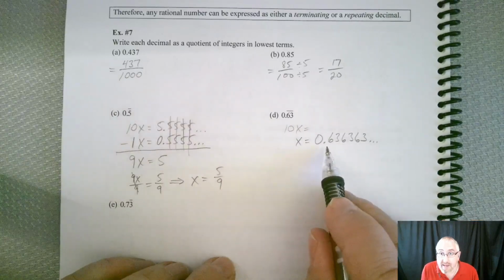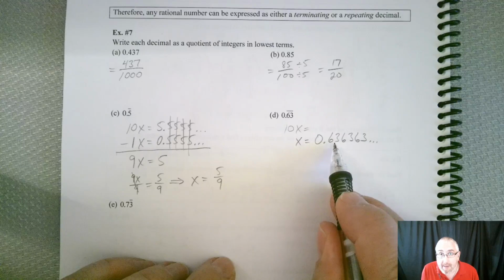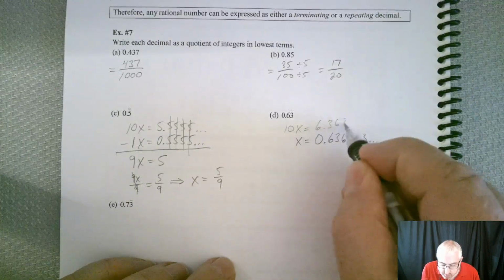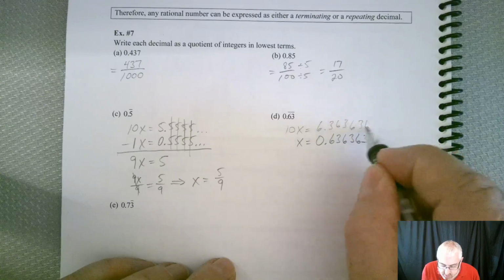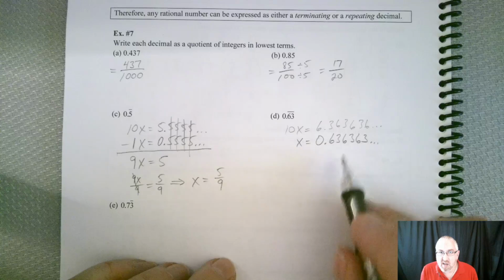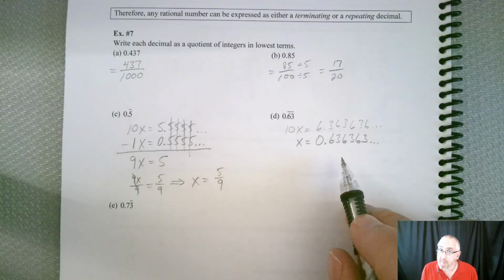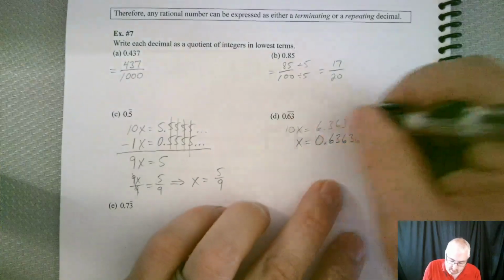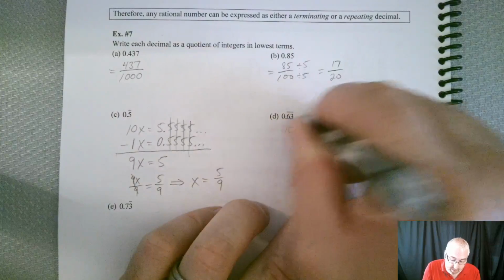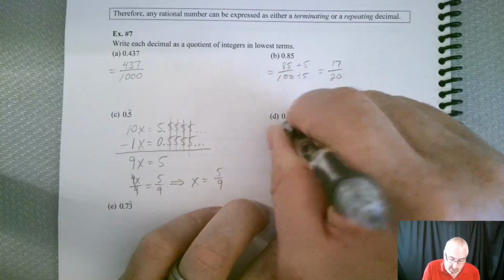Remember, if we multiply it by 10, that moves it over one spot. So that means we're going to have 6.363636. Nothing lines up. But if we multiply it by a little bit higher power of 10, let's say maybe 100, then it's going to move it 2 spots.